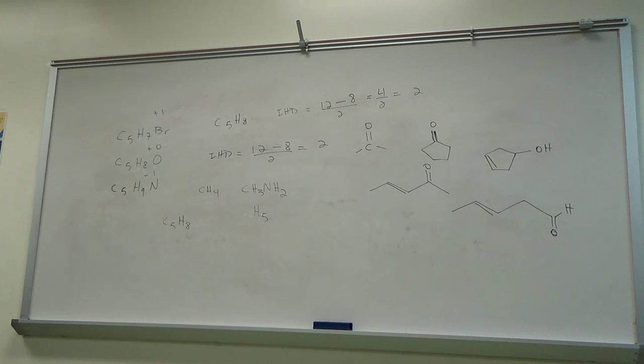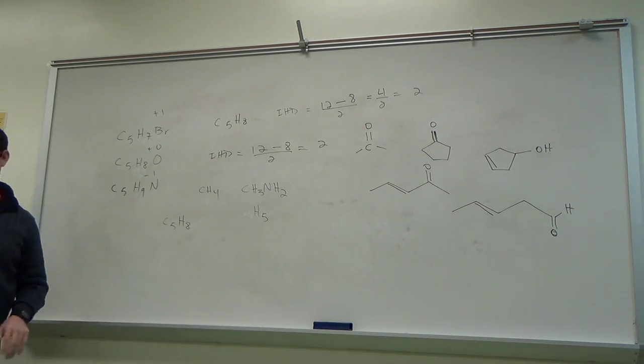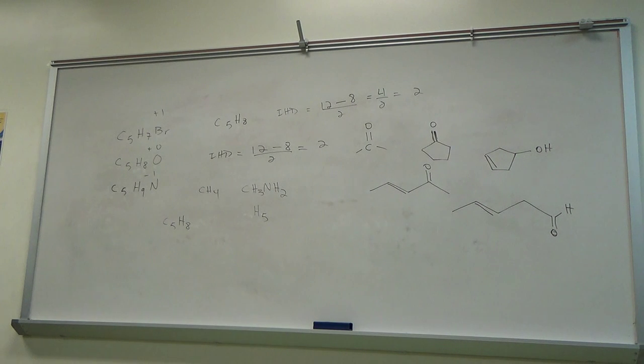Then I am going to give you a paragraph. In that paragraph, I am going to tell you that I have this unknown chemical that I want to find the structure of. And in there, I am going to give you the formula. And you have to know to calculate the IHD, okay?